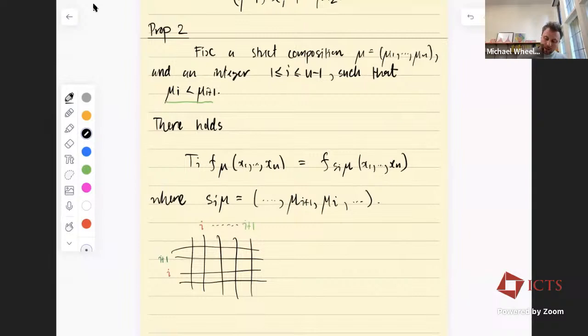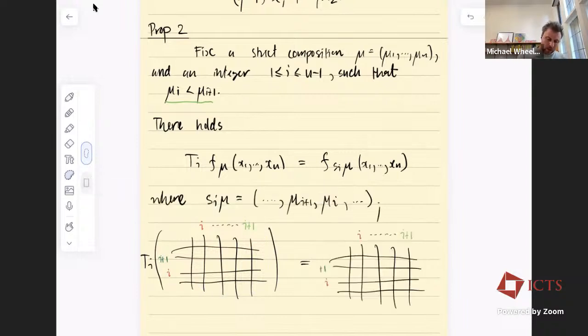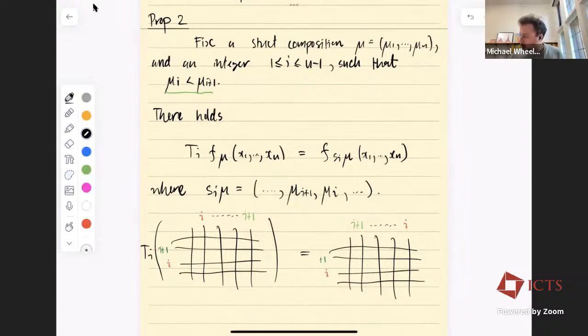And what this theorem is saying is I take this thing, I act with T_i on this object, and I'm going to get basically the same lattice like this, but where I switch only those two colors. So they still go to the same positions, but the colors get exchanged. So this is what we're trying to prove. All right, so let's do the proof.